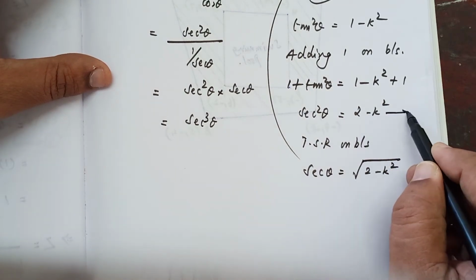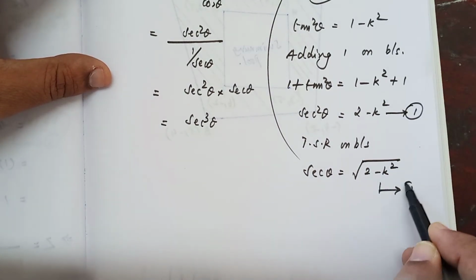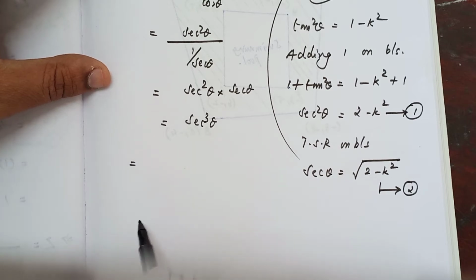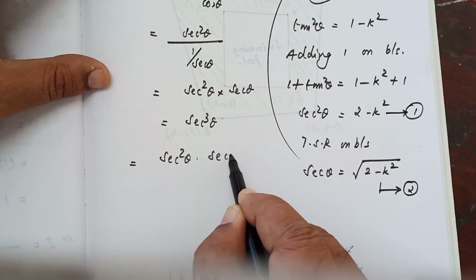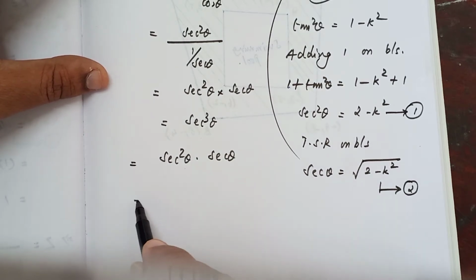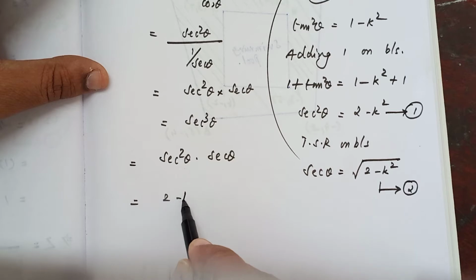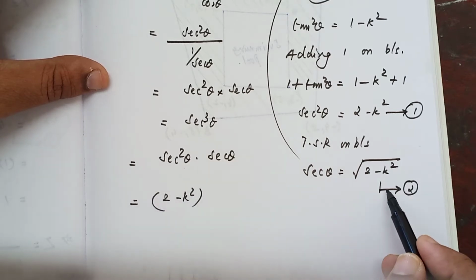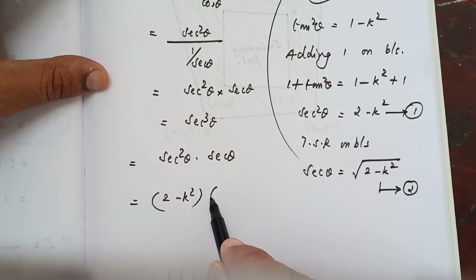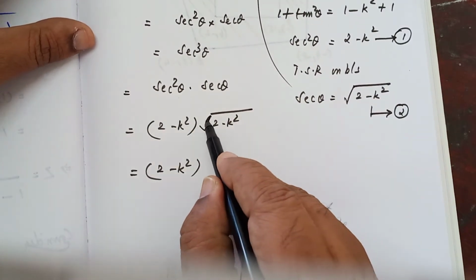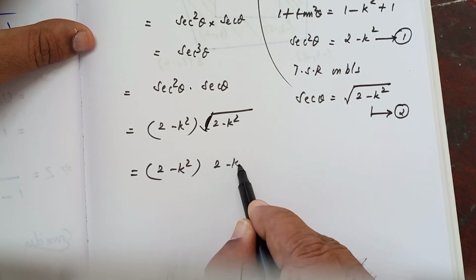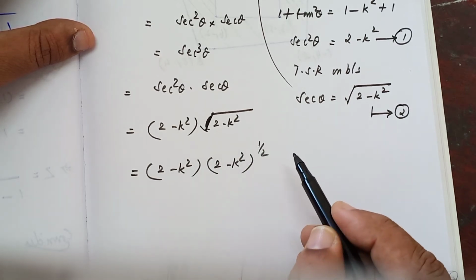Let it be number 1, let it be number 2. Secant cube theta can be written as secant square theta into secant theta. Secant square theta value here it is, that is 2 minus k square. Secant theta value here it is, root of 2 minus k square. Equals 2 minus k square as it is. Instead of square root, you can put half in the power, 2 minus k square power half.